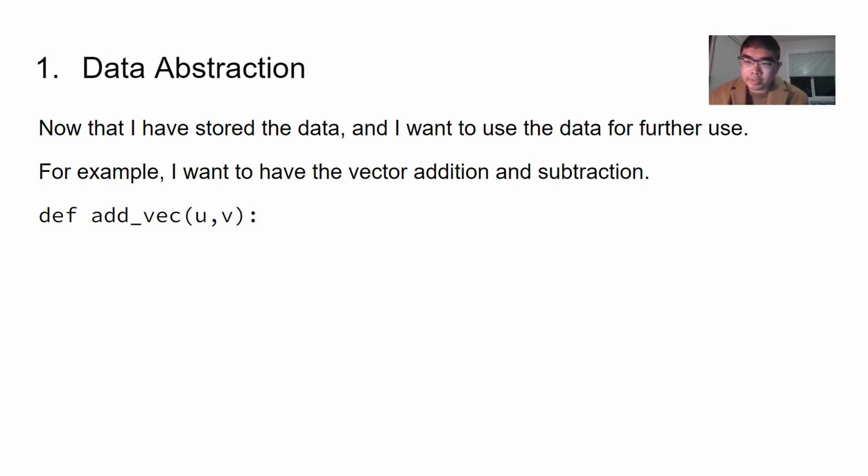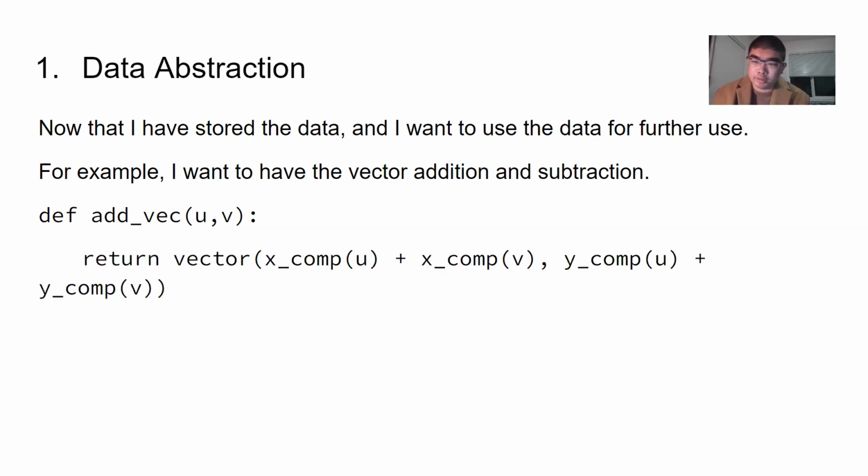So it will return a vector, and I have to get access to the x components of u and v and add them together. I also have to get access to the y components of u and v, adding them together. Then I have to construct it as a vector. This is how I do the add vector algorithm.